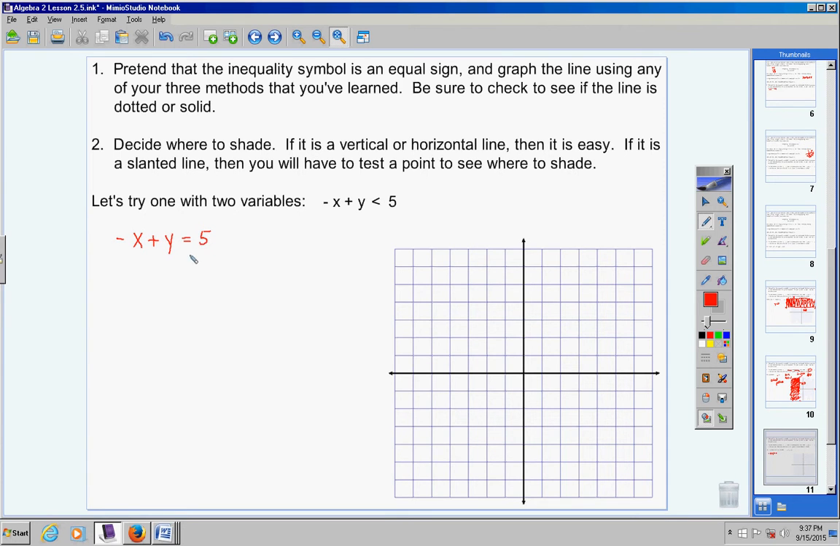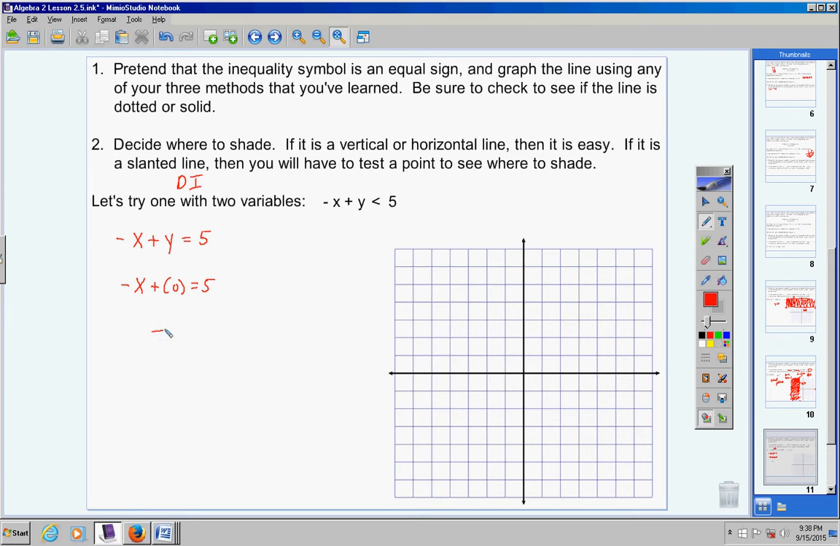There we go. Now, you could use the table of values method, double intercept method, or slope intercept method whenever it's an x, and then y, and the number over here. Double intercept's pretty easy, guys. I'm going to very quickly put a 0 in for y. Oh, let's pause here. What are you doing, Mr. Earhart? I'm graphing the line. Pretend you have an equal sign and graph the line using any of your three methods. I've chosen to use the double intercept method. It's my choice. So where the y is, I'm going to put a 0.